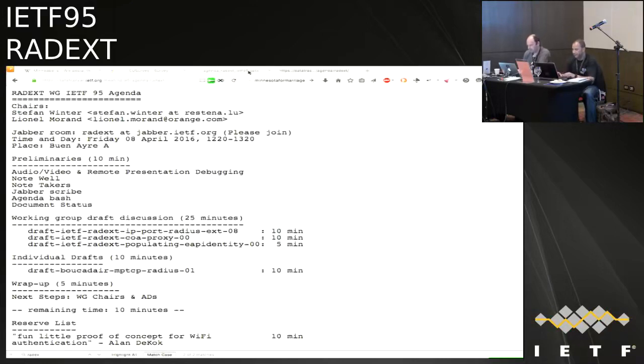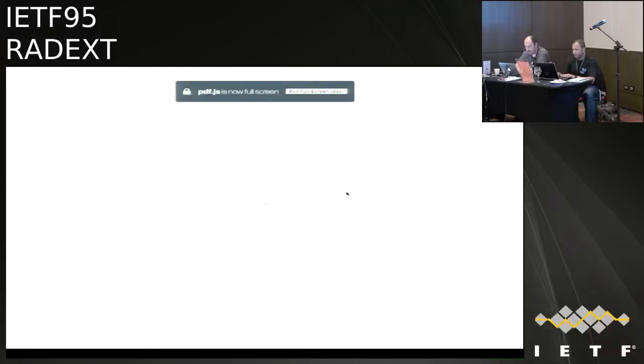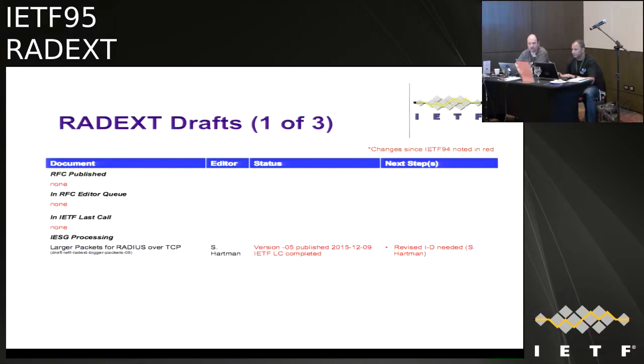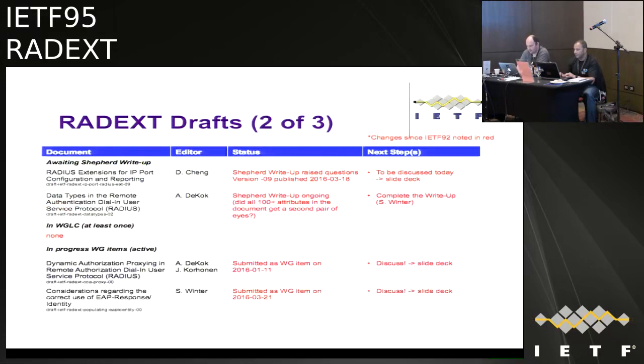Let's start with the document status. We've come a long way here. If you take a look at the Radext drafts 1 of 3 slide, you will see that we have pretty much flushed our output queue. All the documents we had almost done in the last IETFs are now published, which is very nice. The one thing we have in IESG processing right now is the larger packets for RADIUS over TCP. That's Sam Hartman's work. Sam published version 05 in December 2015. We have now gone through the IETF last call. We did get a couple of comments, and the verdict was that a revised ID is needed. Sam promised to work on this, well, he said this week, but anytime soon is pretty okay. I don't think there are any major things in the document that need much discussion, but this should work in progress nicely.